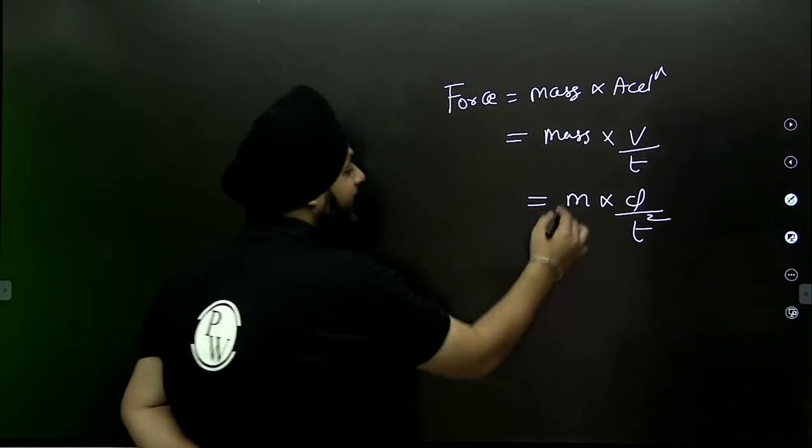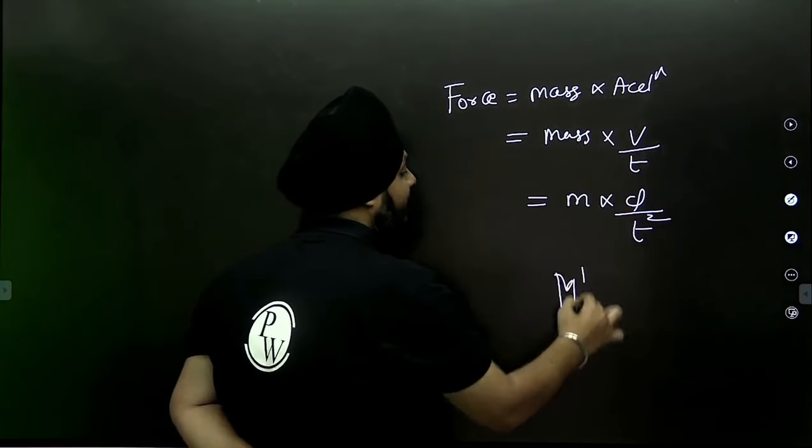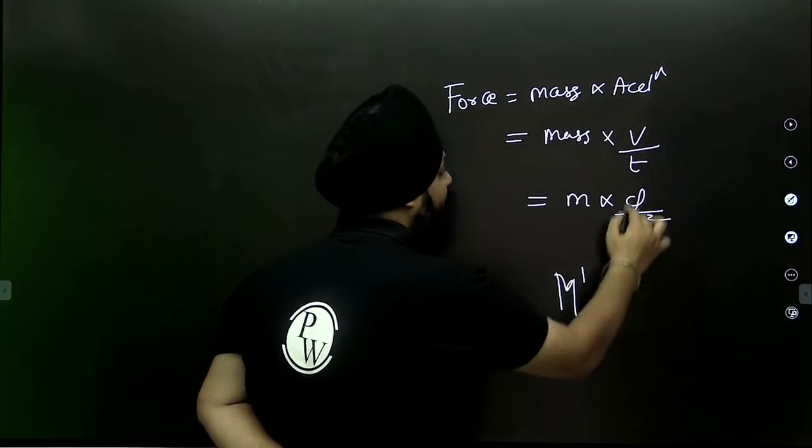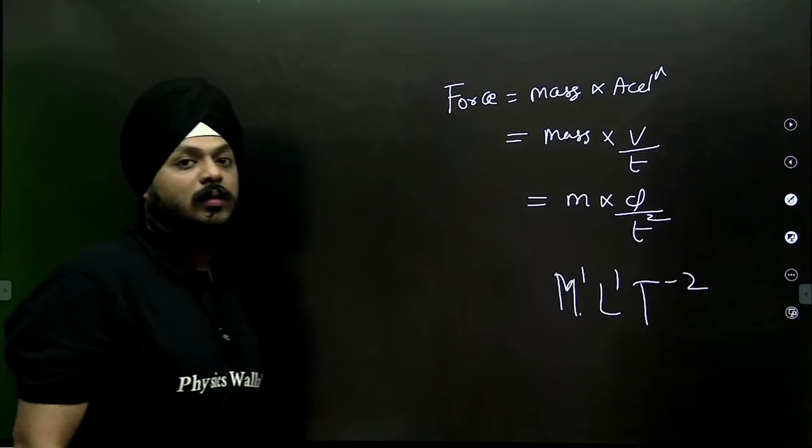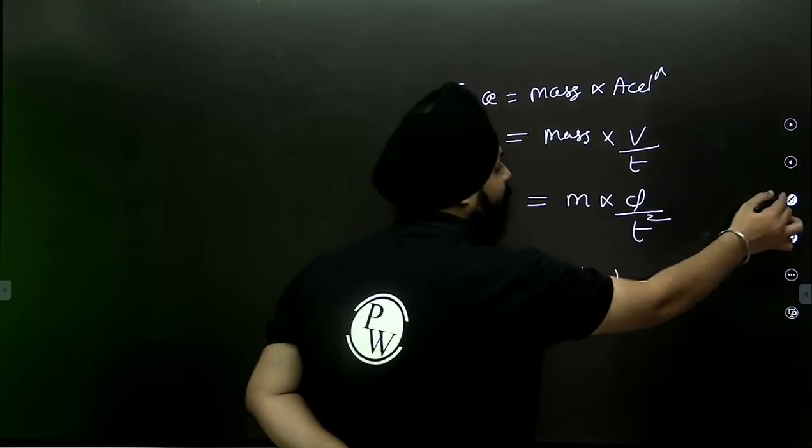How can I symbolically represent mass? As M, what is the power? 1. How can I represent distance? L, what is the power? 1. How can I represent time? T, what is the power? -2. So what are these dimensions? What are the dimensions?